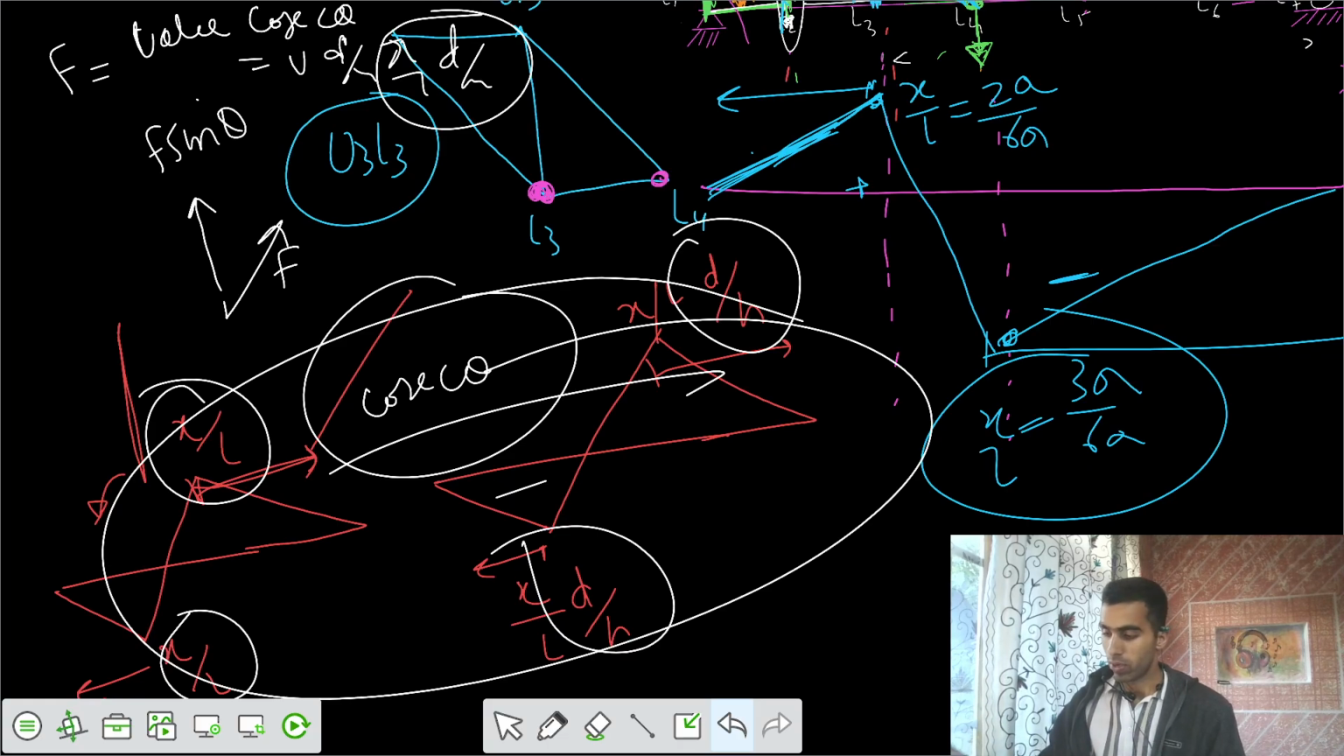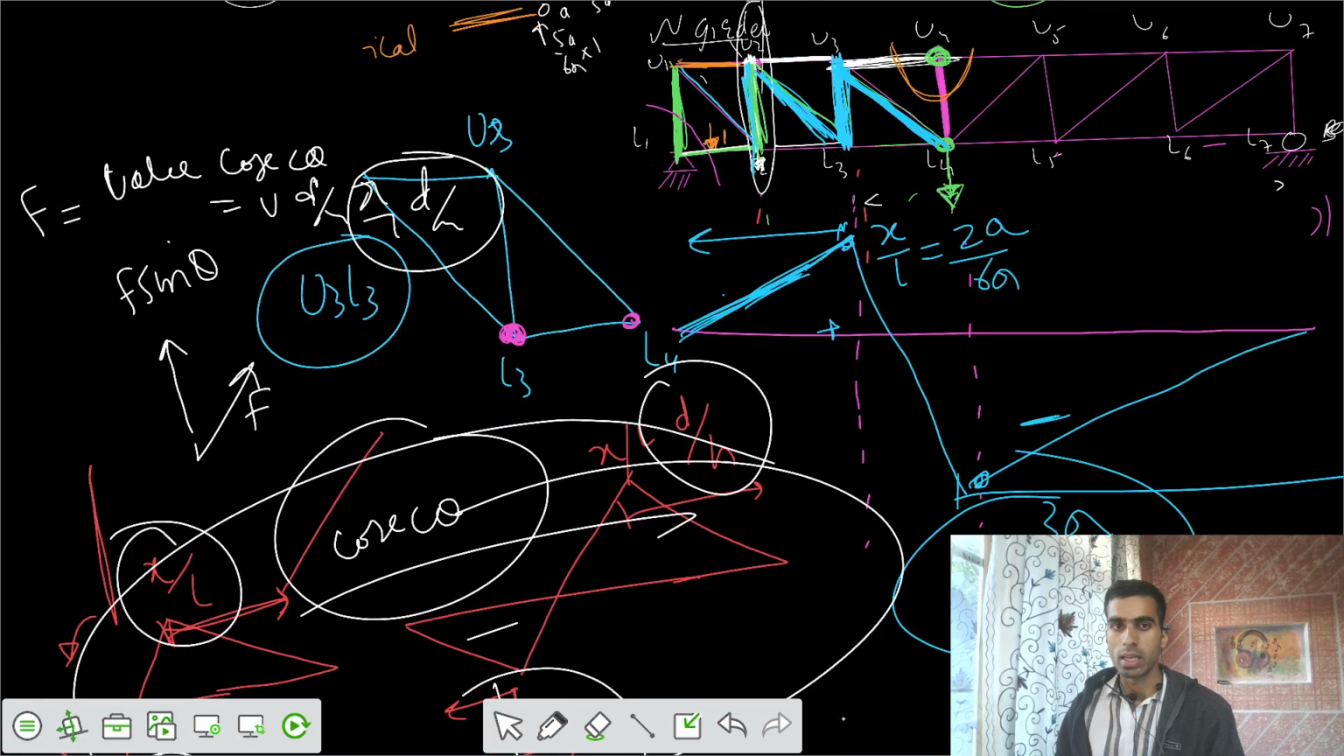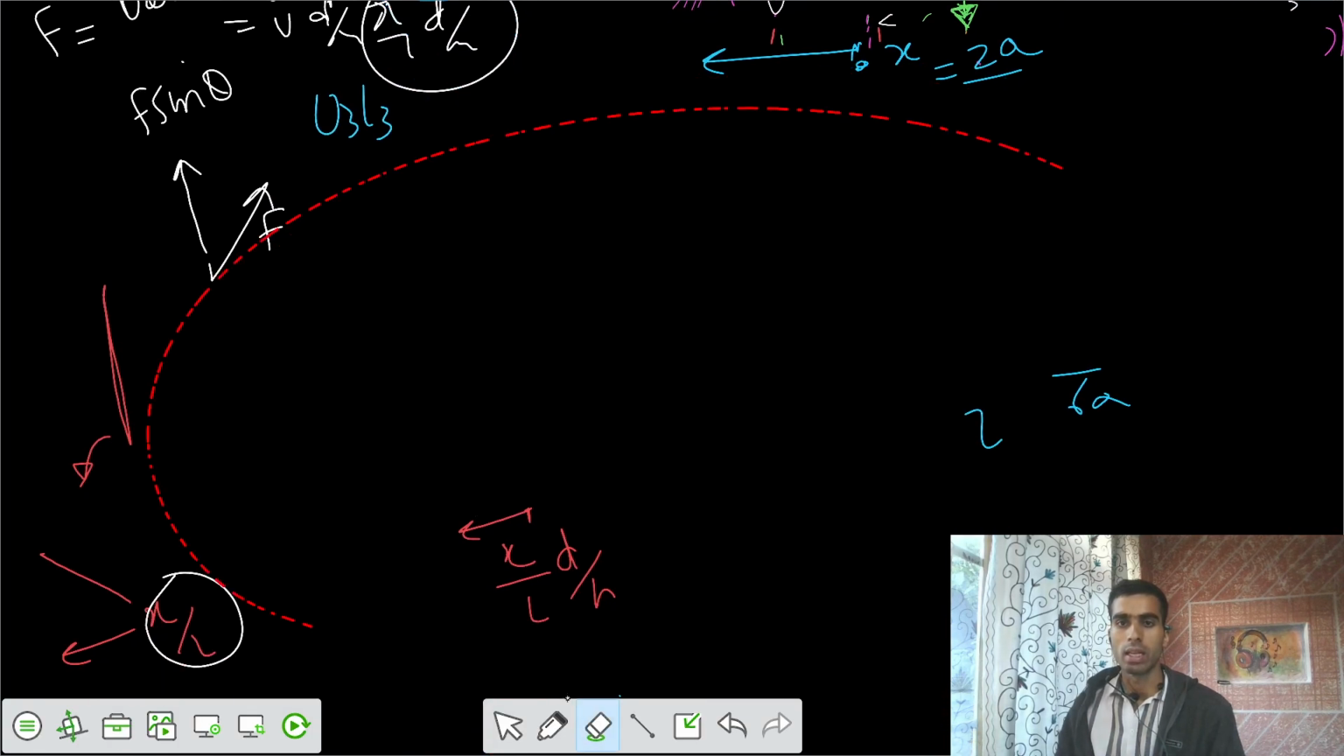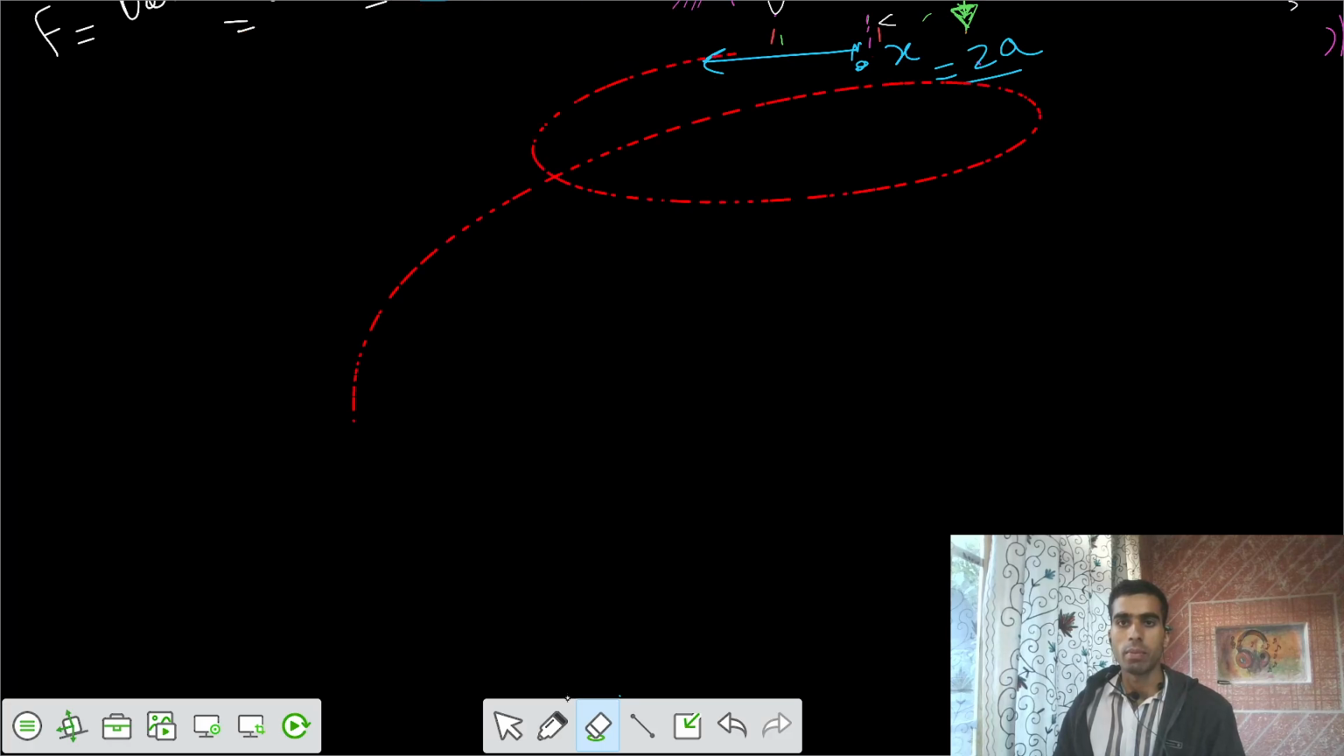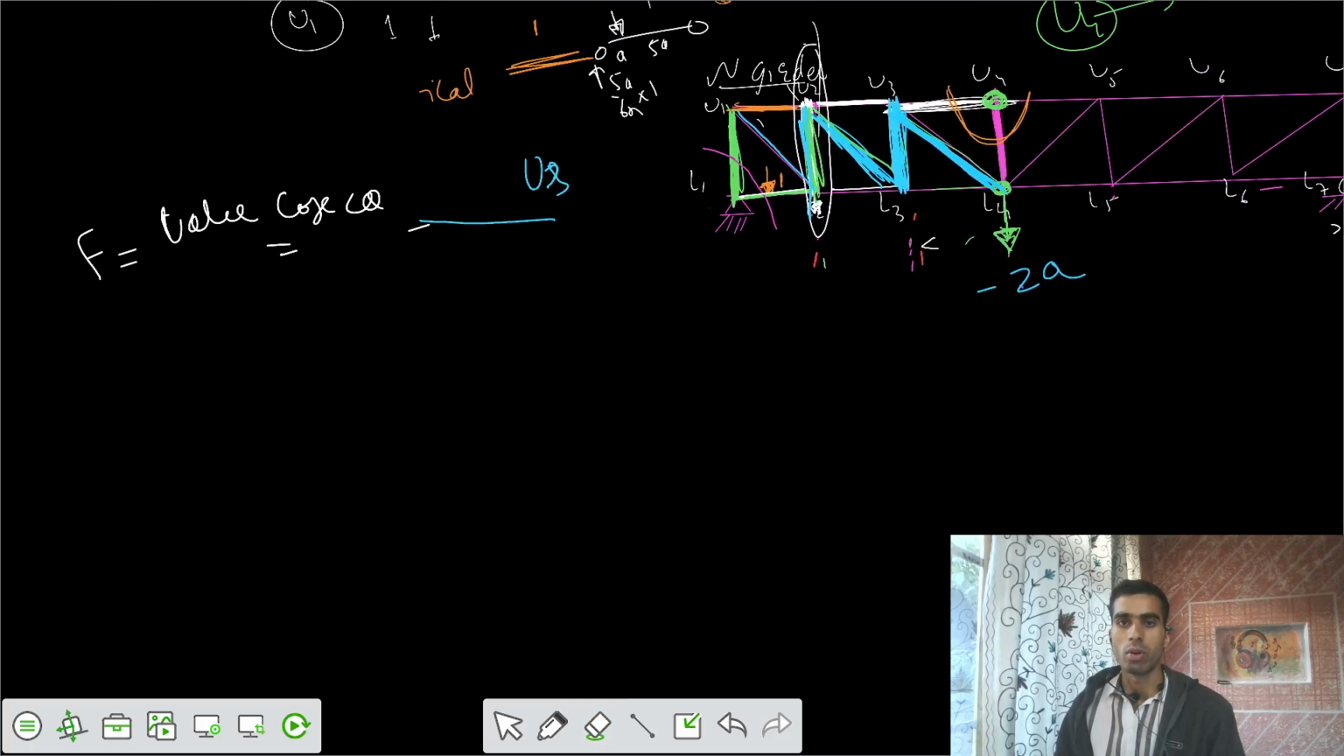We're going to see whether we have completed the same part again. This is 5 by 6a. That's okay. Now, if your member is PA, let's analyze that member one more time. That's U1L1. Let's analyze the member U1L1 again.